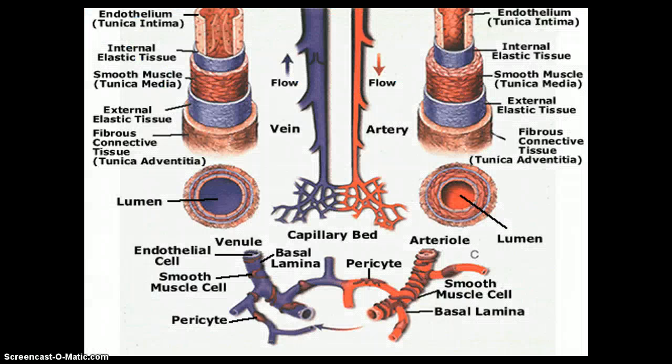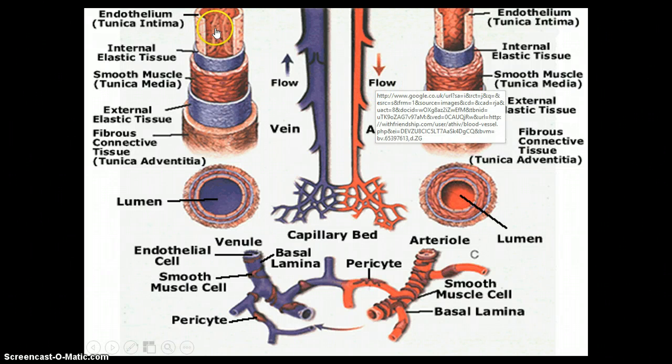The following diagram shows the inner tunic, the middle tunic, and the outer tunic, also showing the flow of deoxygenated blood through the veins and oxygenated blood through the arteries, connected by a capillary network transporting nutrients, waste products, and oxygen.